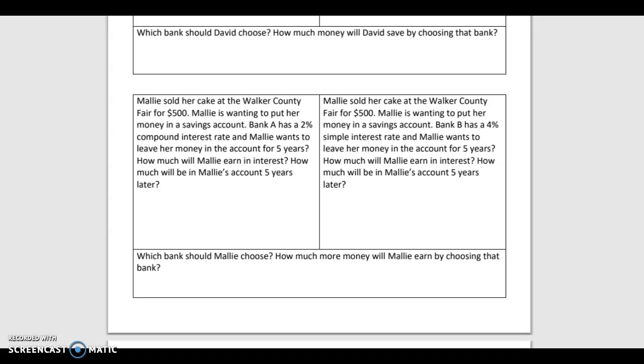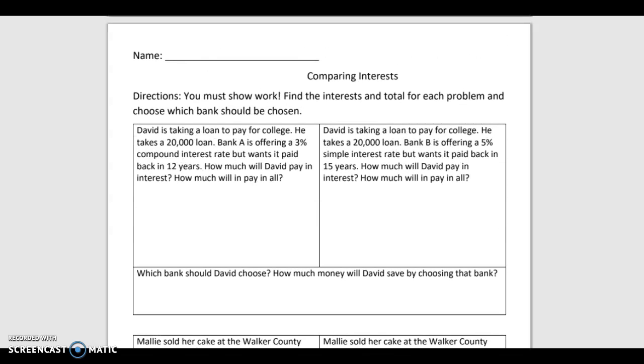Mally's is a compound and a simple. So I'm going to do both formulas. And David's is also compound and simple. So pay attention to the interest rate. Pay attention to whether I want the most in that account or do I want to pay back the least.